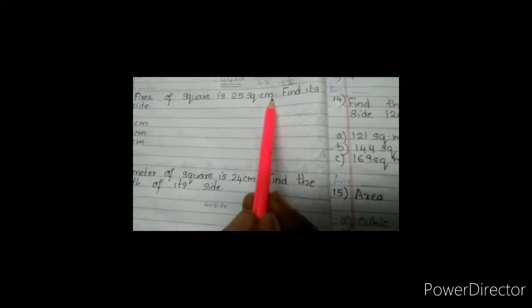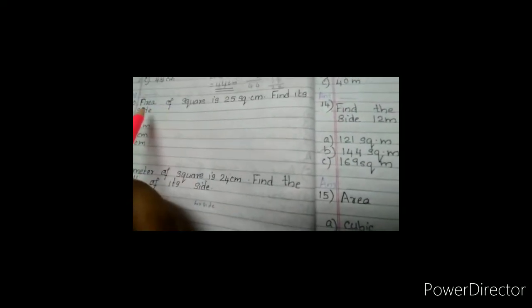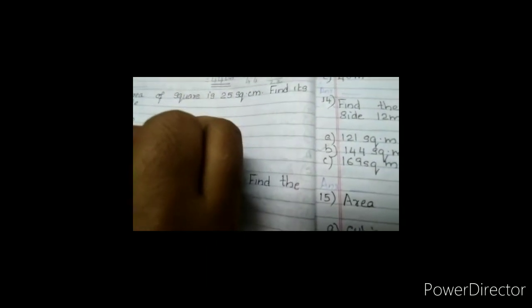Then 10. Area of square is 25 centimeter. Find its side. In this question, we have already been given the area of a square, and we have to find out the side. What's the equation of area of a square? Area of a square is equal to side into side.